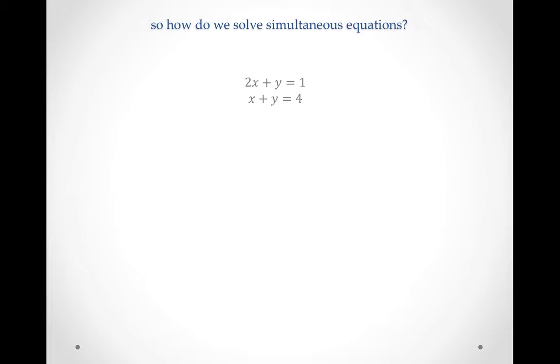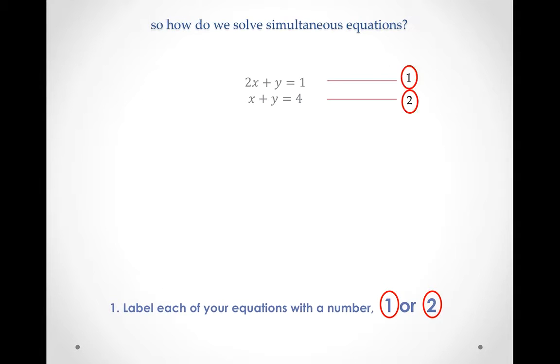Alright, so we start with a pair of simultaneous equations. 2x plus y equals 1, and x plus y equals 4. Step 1. Label each of these equations with a number, 1 or 2. Just like that. I'll always draw a line from each equation and number them. The top one being number 1, the one below it being number 2. Pretty simple step. I think you'll be fine with that.